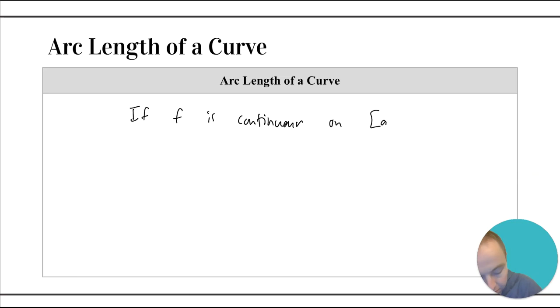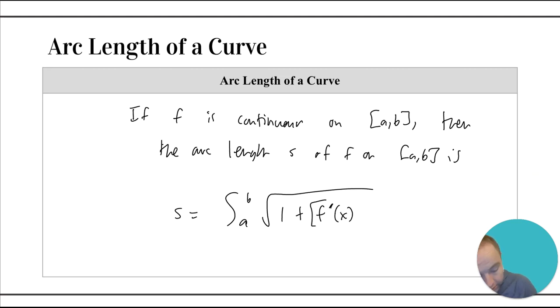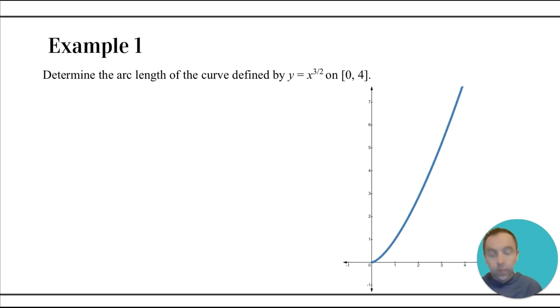So as long as it's continuous on some interval a to b, then you can say that the arc length, which we'll denote as s of f on a to b, is given by the quantity s equals the integral from a to b of the square root of 1 plus the derivative of the function at x, all squared, dx. Okay. So with that, let's apply this in a relatively straightforward example to begin with right here.